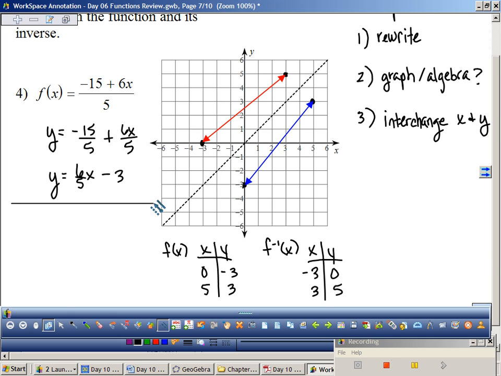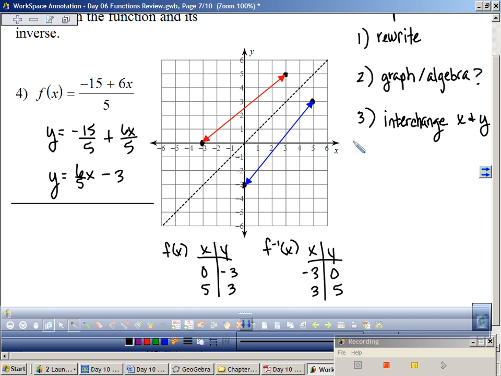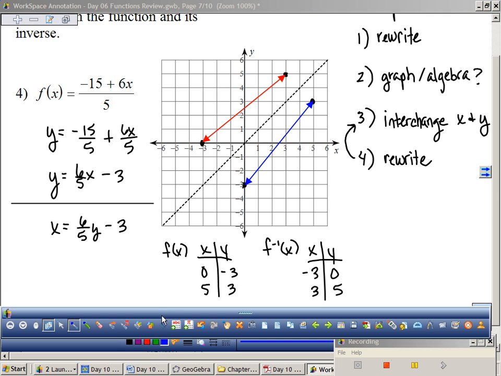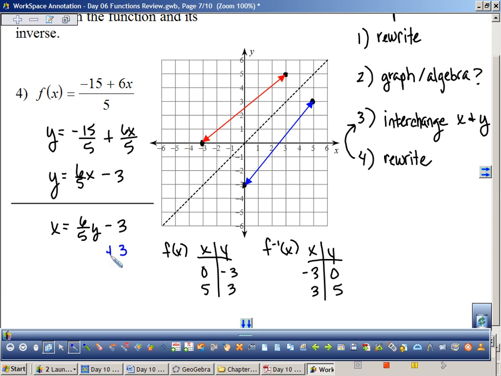So I will quickly do this algebraically. I'm going to interchange. I'm just going to go back. So my fourth step is to rewrite. I need that inverse function, right? Well, I can't write it because I don't know exactly what that is. So I need to interchange. I just need to go back to this step right here. Go back to 3. Interchange x and y. So I would have x equals 6/5 y minus 3. How do I solve that?